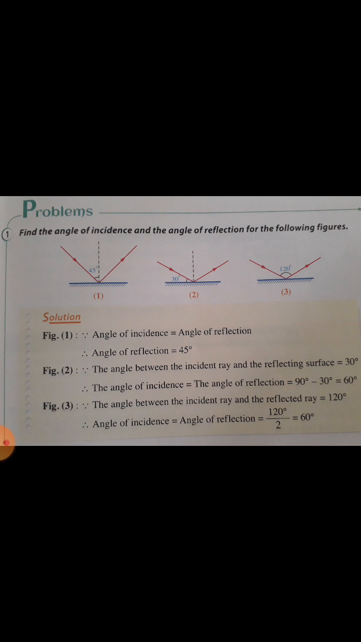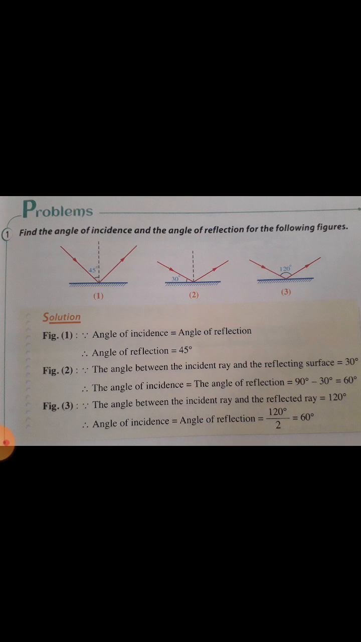Here number 2, the angle between the light ray and the surface is 30. So here the angle of incidence, between the incident light ray and the normal, pay attention, equals 90 minus 30 equals 60. So it reflects with an angle of reflection which equals 60.